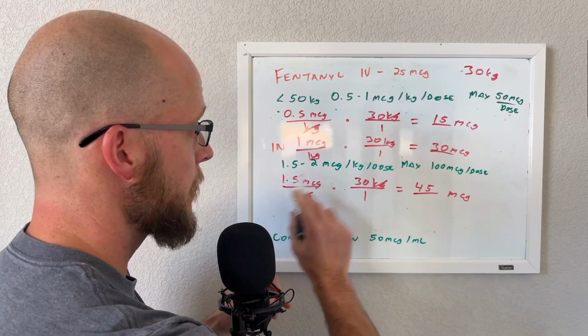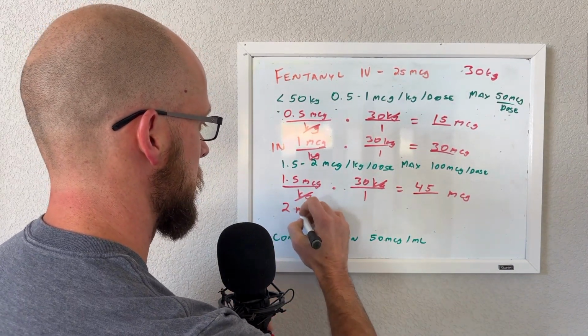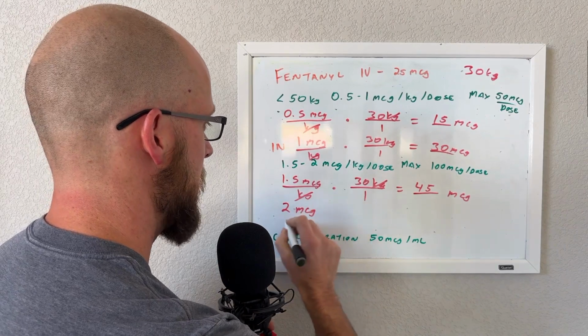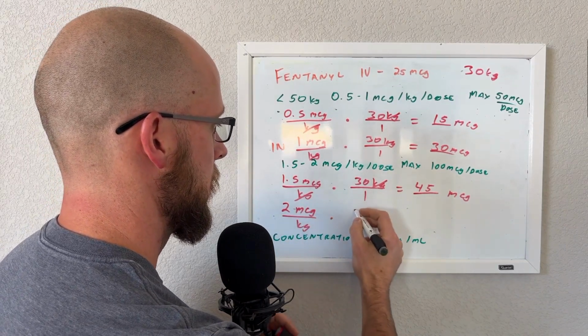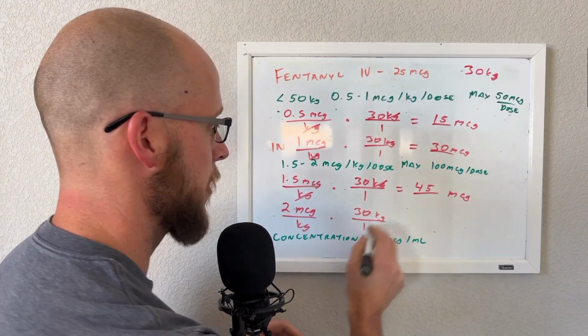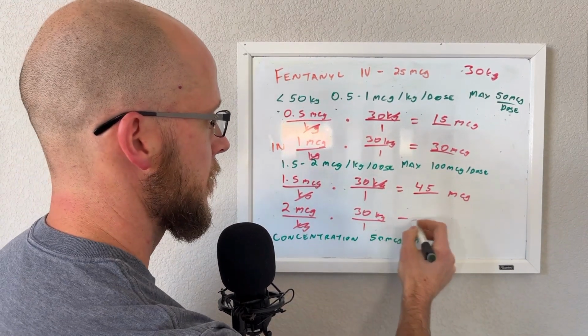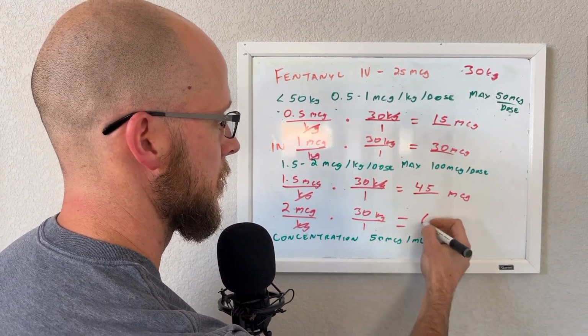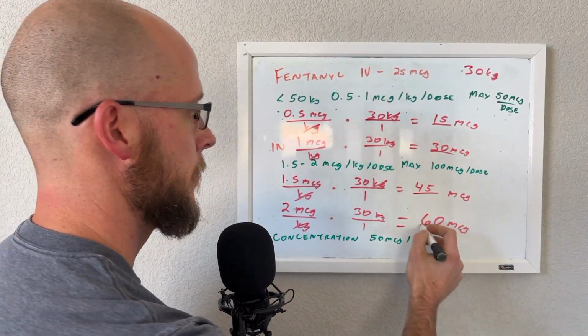Okay, so we have our range, 1.5 to 2. So then the next one is 2 micrograms per kilogram. And then same thing, we want to cancel out our kilograms, so 30. So then 30 times 2 equals 60 micrograms.